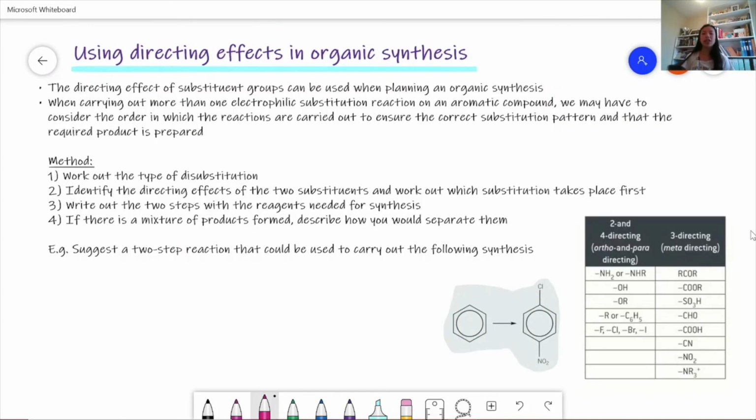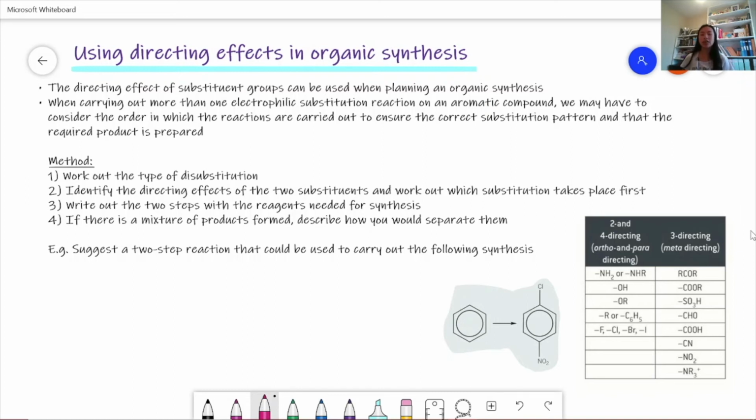Now we're going to look at using directing effects in organic synthesis. The directing effect of substituent groups can be used when planning an organic synthesis. When carrying out more than one electrophilic substitution reaction on an aromatic compound, we may have to consider the order in which the reactions are carried out to ensure the correct substitution pattern and that the required product is prepared. So the overall method is that, first of all, we work out what type of substitution it is.